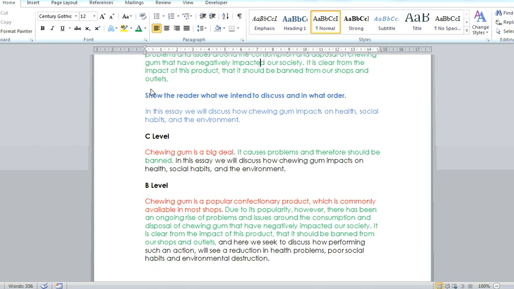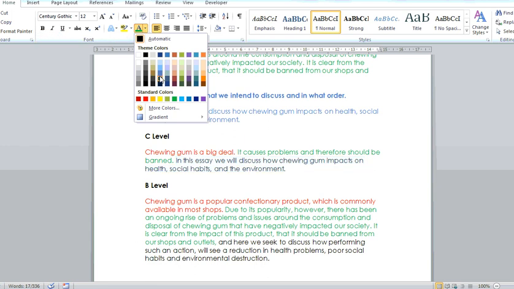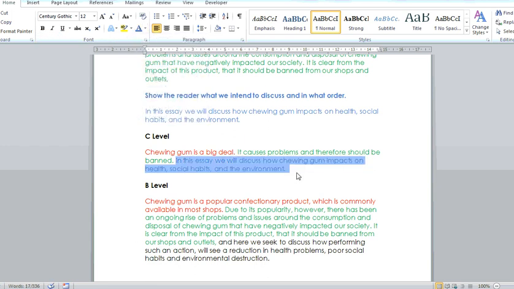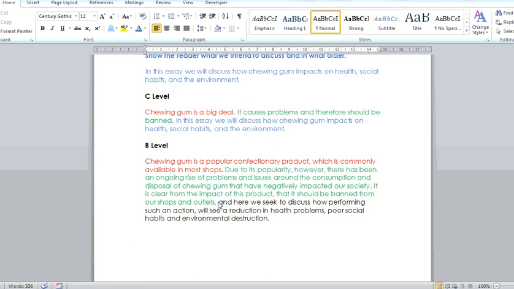For our C level, we said, in this essay, we will discuss how chewing gum impacts on health, social habits, and the environment. And as you can see, that's exactly what's said at the bottom here, so I'll just colour that in blue. Now, in this particular case, we've done the same thing in our B level, but once again, we've changed some of the language. And the key here is that we've made our writing a bit more subtle and a bit less obvious.